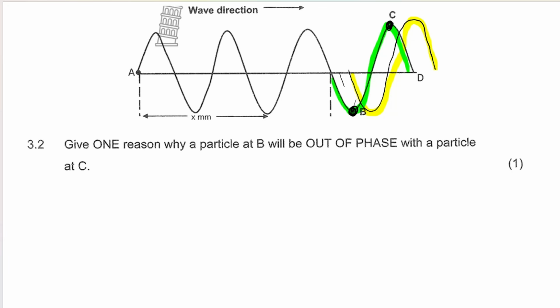Compared to the green one, instead of B being over here, it's over there, and instead of C being over there, it's over there. Or instead of the trough being over there, it's there, and instead of the crest being over there, it's there.